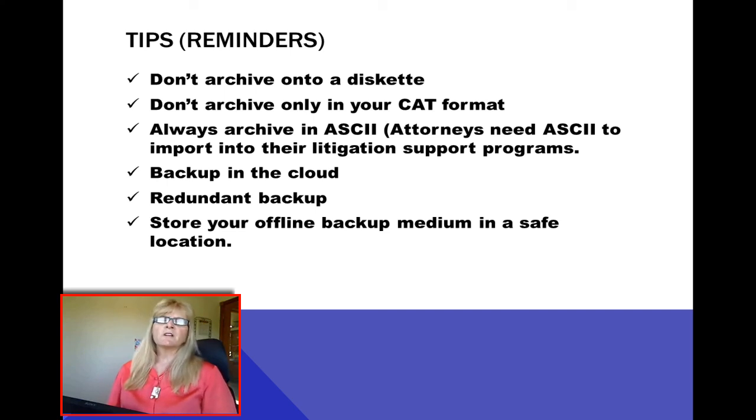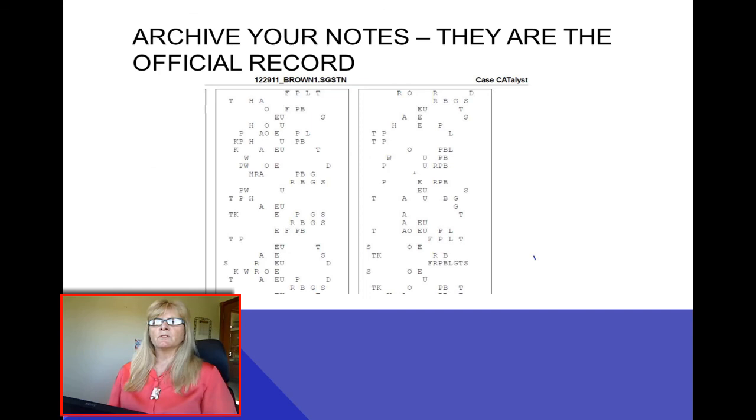And don't archive onto a diskette. Those are legacy media. Don't archive only in your CAT format, as I just mentioned. Always archive in ASCII. And why? Because attorneys need an ASCII to import into their litigation support programs. And backup in the cloud, redundant backup is important. Store your offline backup medium in a safe location.